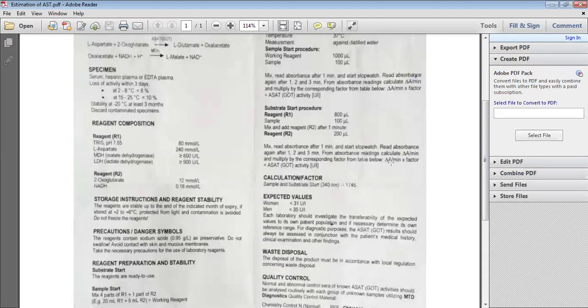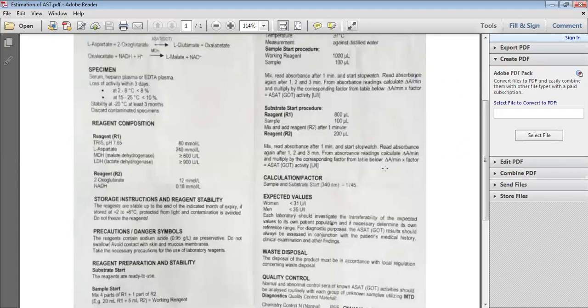For absorbance readings, calculate delta A per minute and multiply by the corresponding factor from the table which is given below. Here you will use this formula, that is delta A over 1 minute into factor, and it would provide us the activity of aspartate aminotransferase, or the activity of AST. It is also called ASAT.